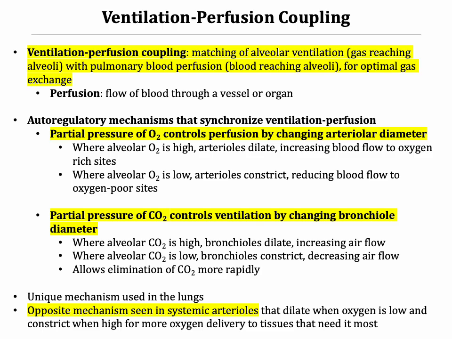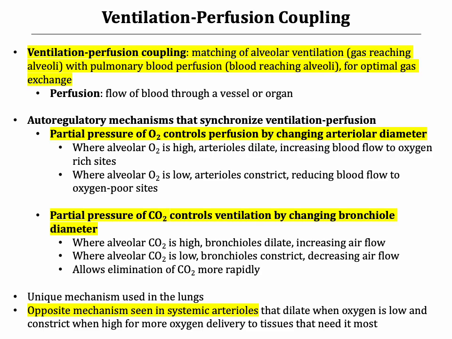So the partial pressure of oxygen gas is what controls perfusion due to the change in arterial diameter. So wherever alveolar oxygen is high, right, that's a desired area if it's heavily oxygenated. The air is high in oxygen. So the arterioles in that area are going to dilate. More blood is going to flow to that oxygen-rich site so it can pick up the oxygen.